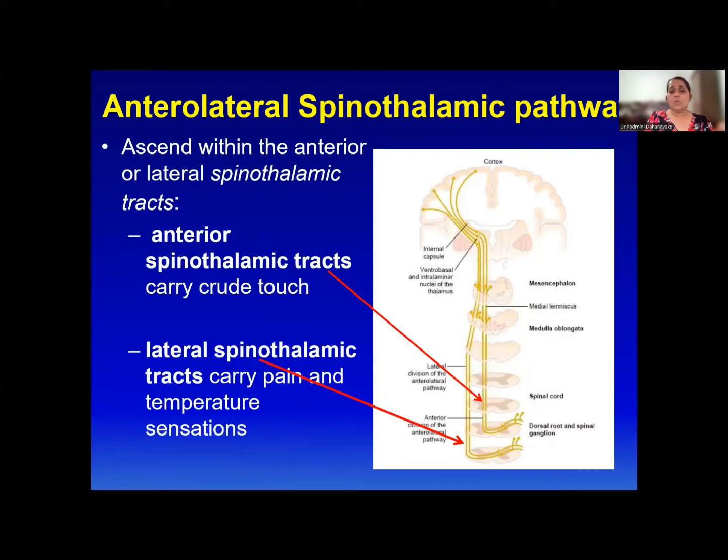But usually we call them either the anterior spinothalamic pathway or the lateral spinothalamic pathway, because they will carry specific sensations. Now, the anterior spinothalamic tract will carry crude touch only. It is not very frequently talked about. But the lateral spinothalamic tract is carrying pain and temperature. Therefore, it's very important and very commonly taught. Okay, is it clear?